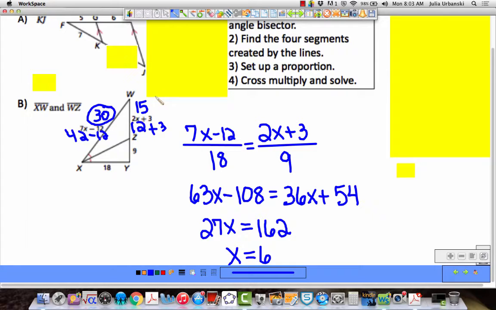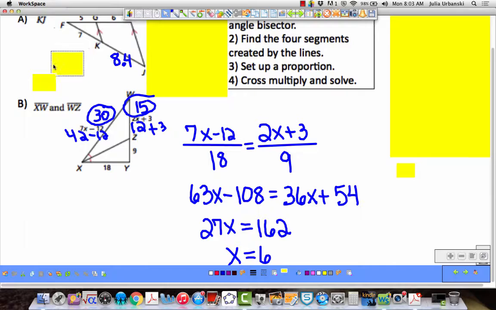30 and 15. This one, it was the same thing. X was where the missing part was, so that was still 8.4. Okay. Turn the page, let's do a few, and then I want to see you practice it.